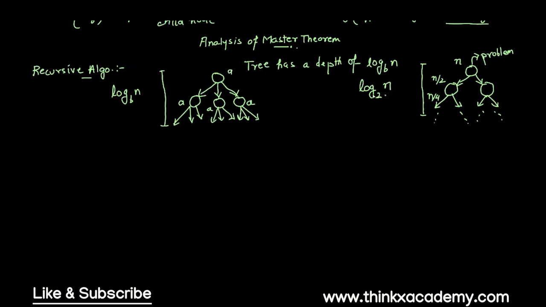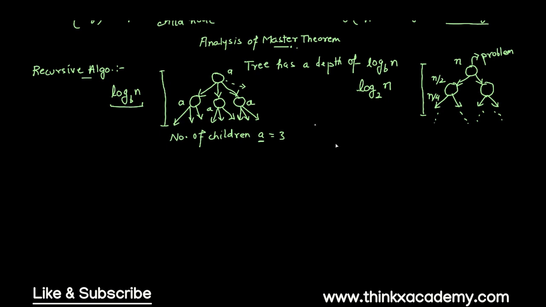So that's the main reason why we are taking the depth of this tree or any general tree as log base b of n. And we know that the number of children is a. In this case it is 3. If it will have more children, we are going to represent it with a. So now you can see that if we divide any recursive algorithm into subproblems, we can get a depth of log base b of n, which is log base 2 of n in this particular case.